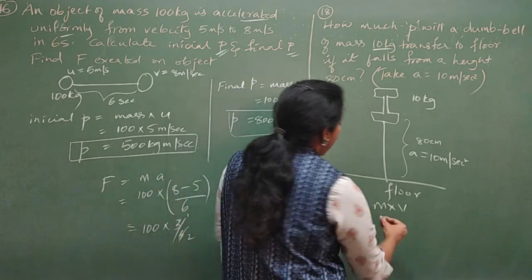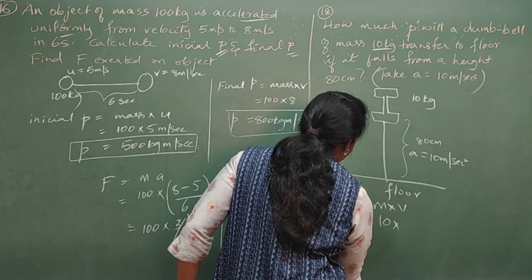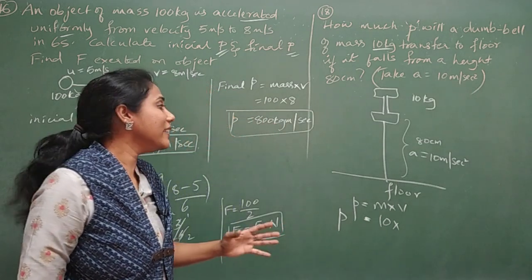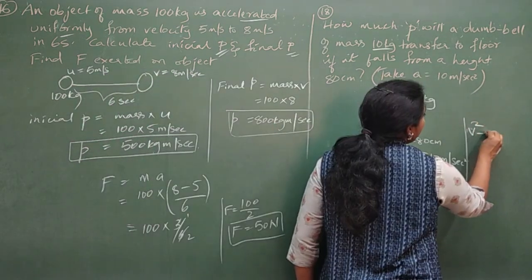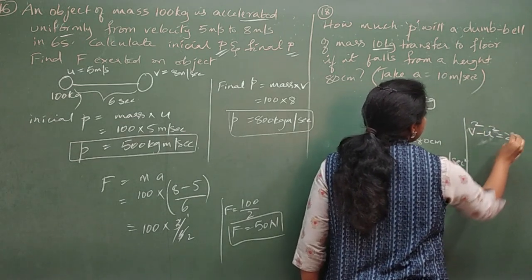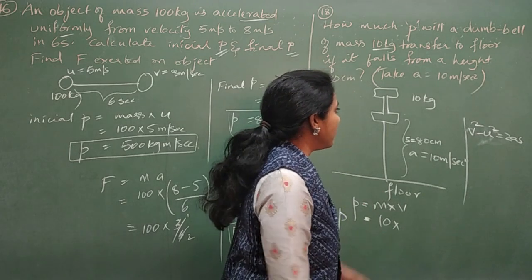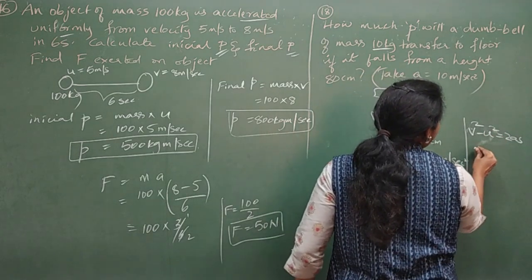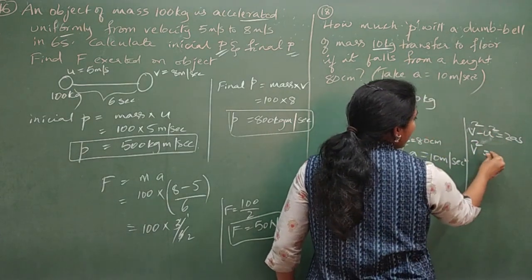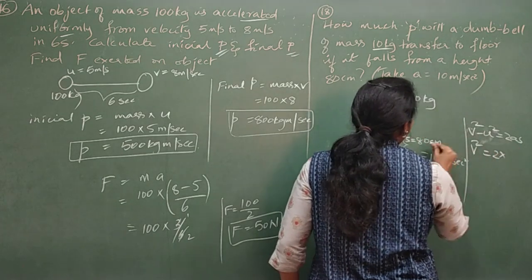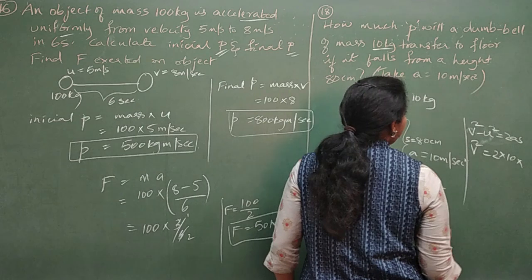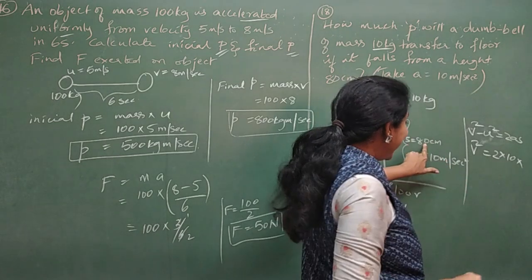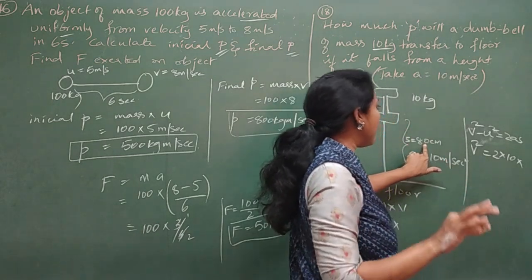So mass is given here. Mass is how much? Mass is 10, but you don't know what is velocity, right? Okay, so you know acceleration, but you don't know what is velocity. So how do you calculate velocity? V square minus U square is equal to 2AS. Okay, from this you can find the final velocity, right? And here initial velocity is 0. So V square, this factor is 0. V square is equal to 2 into acceleration is 10 into what is that? Distance. Distance is 80 centimeter, but you should convert it in meters.